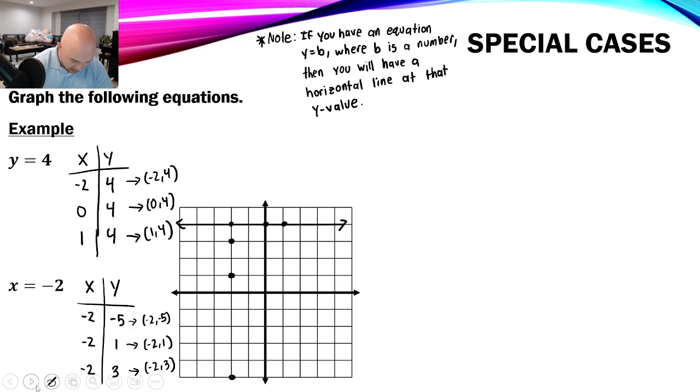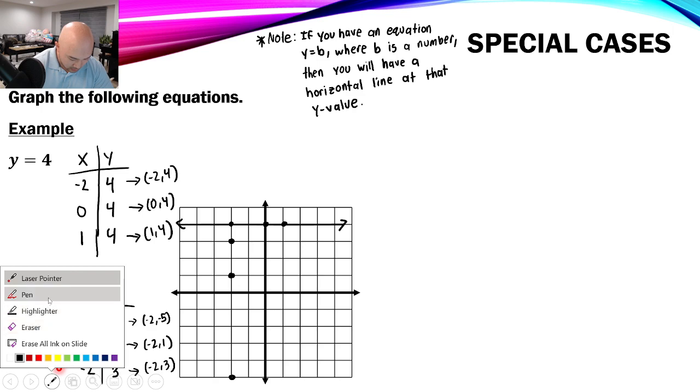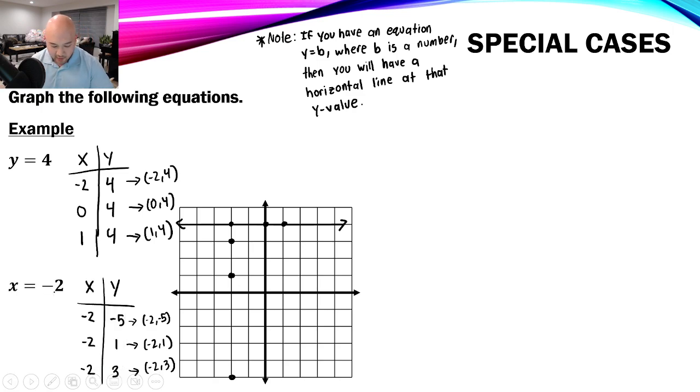And notice that with these three coordinates, 1, 2, 3, if I draw a line that goes through those 3 points, notice that it's now going to be a vertical line. Just like that. That goes through all of those points. So that's what's going to happen with x is equal to something. You're going to have a vertical line that goes through that x value that you see.